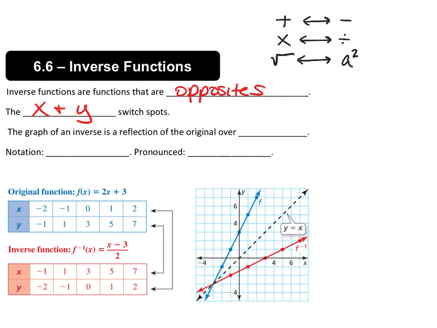The graph of an inverse function, this is important, is a reflection of the original function over the diagonal line y equal to x. So reflections, we've normally flipped them over the x and y axis, like flipping up and down, side to side. Now they're going to flip on a diagonal, which looks kind of weird, I will tell you that.